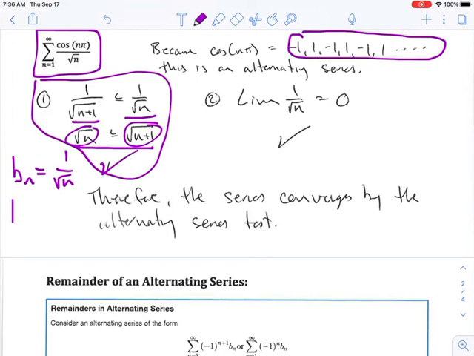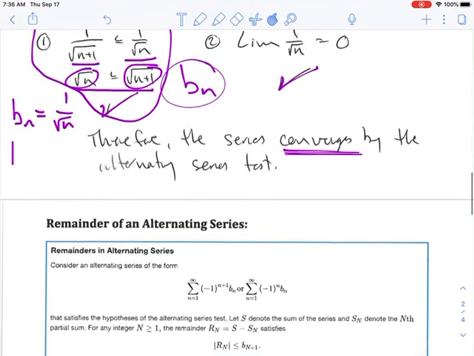And of course, finding the limit is easy. The limit of 1 over n squared is equal to 0. It passes both requirements for the alternating series test, and therefore it converges by the alternating series test. And that's pretty much all there is for the alternating series test, is that you just have to be able to show that b sub n is decreasing and show that the limit is equal to 0.